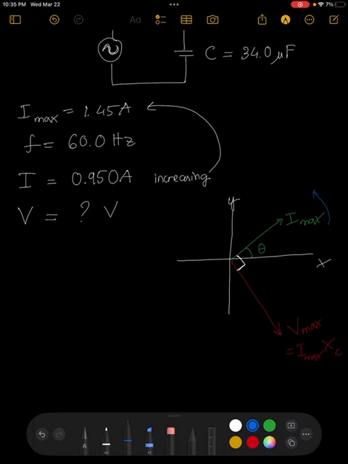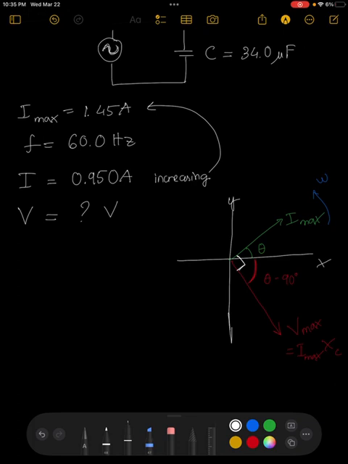Imax is rotated in a counterclockwise direction. So since the angle between the x-axis and Imax is theta, this angle here is going to be what? Theta minus 90 degrees, right? It's going to be a negative angle. Okay. The question is, what is the voltage across the capacitor at this time?